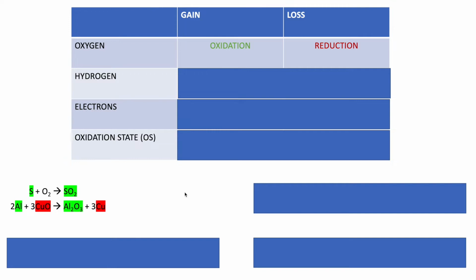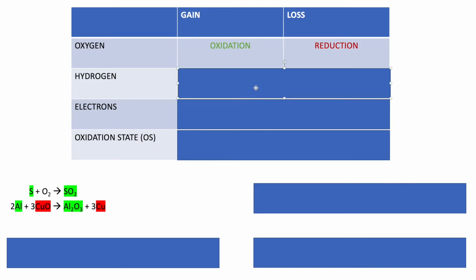And so we can see that in this example, aluminum had no oxygen from the start and it gains oxygen later. So it was oxidized while copper has been reduced. So a reaction where both of these happen at the same time is called a redox reaction.